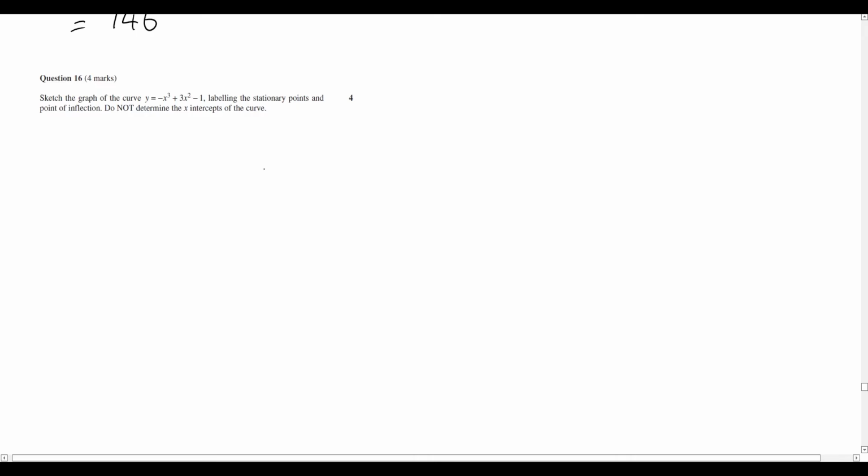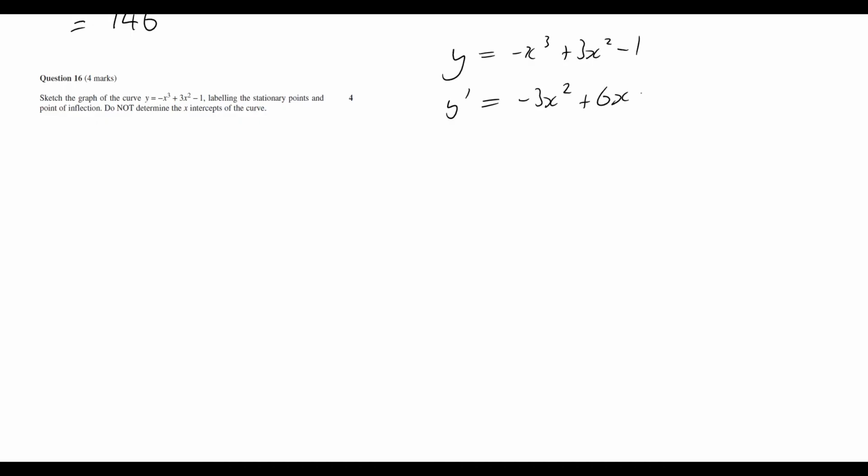And we do not determine the x-intercepts of the curve. Okay, so let's quickly write out our equation over here. So y equals minus x cubed plus 3x squared minus 1. And what we'll do is, anytime we're looking for stationary points, obviously we must work out our first derivative. So we know now that that's going to be minus 3x squared plus 6x.